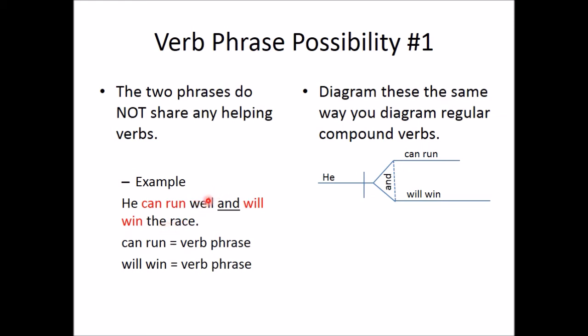So the modifier "well" tells you about how he can run. How can he run? He can run well. So we're going to diagram that off of "can run," right? Then we have this noun right here, "race." What is that? That is a direct object.